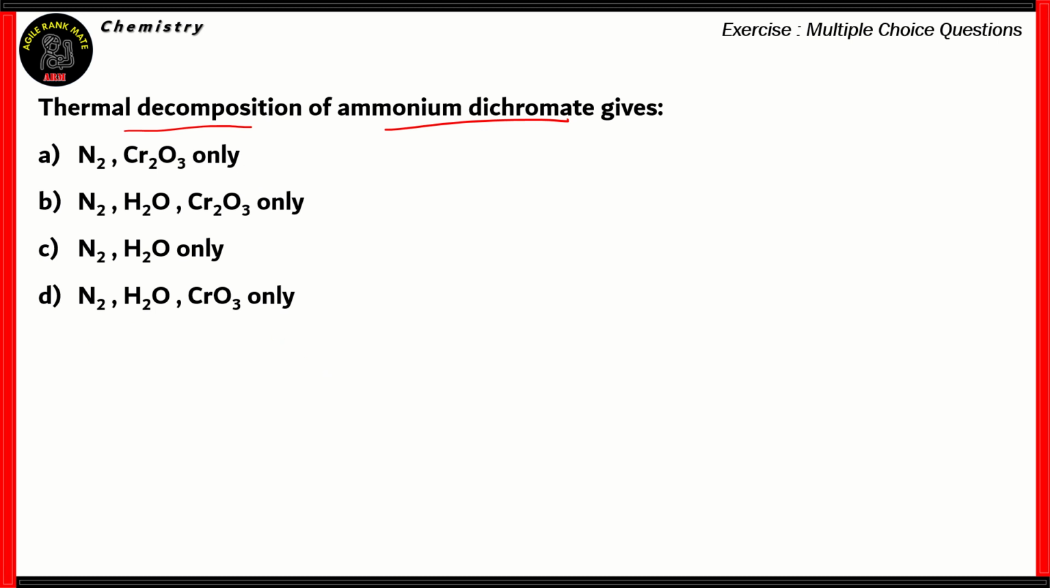So, how do we solve this question? Well, ammonium dichromate is represented by this formula.